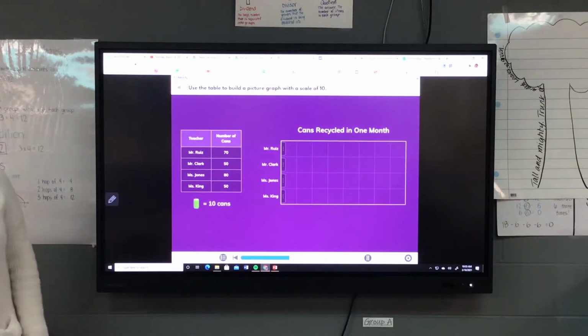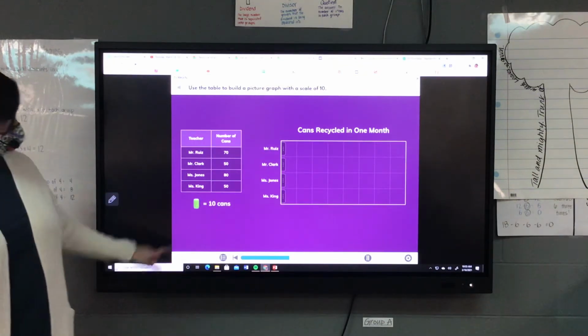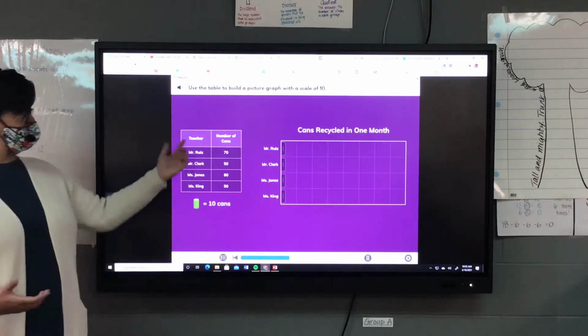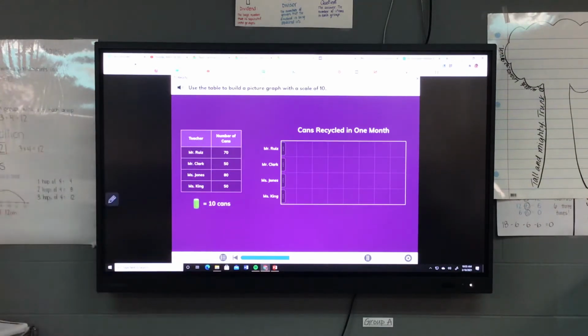Okay. Use the table to build a picture graph with a scale of 10. What are we counting by? Tens. So, Mr. Ruiz, how many cans do we need to get up to? 70. And again, what are we counting by? 10, 20, 30, 40, 50, 60, 70, stop.